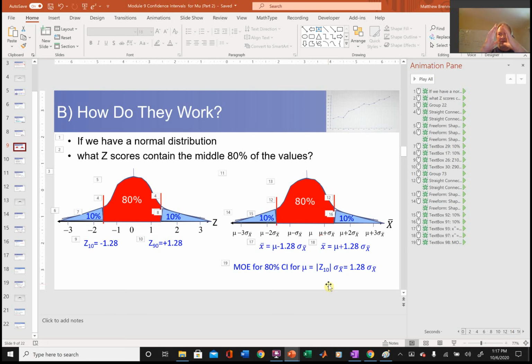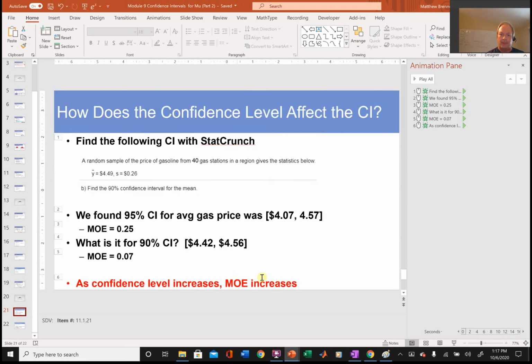So again, as confidence increases, the area inside increases, the critical values get pushed out, and they tell us how many standard deviations. And so the margin of error also increases. Okay. And that's the better explanation for why the margin of error increases as the confidence level increases. And of course, the confidence interval becomes wider, right?